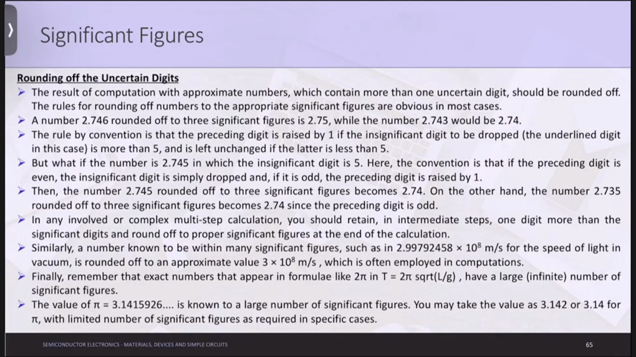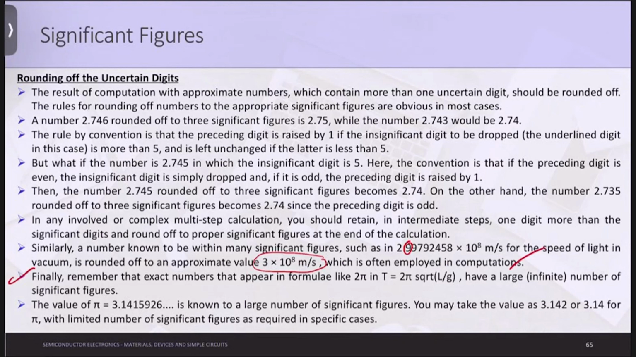Similarly, a number known to many significant figures, such as, let us say, this number. You can understand how many significant figures are here: 1, 2, 3, 4, 5, 6, 7, 8, 9. So here 9 significant figures are involved. The speed of light in vacuum is rounded off to approximately 3 into 10 to the power 8 meter per second. Let us say we keep significant figures only up to 1 digit. We look at the first uncertain digit, as it is 9 here, so we directly increase the preceding digit by 1, which is often employed in computations.